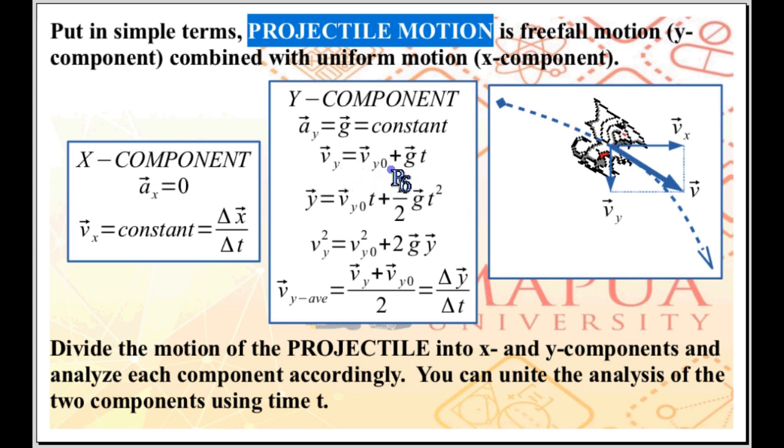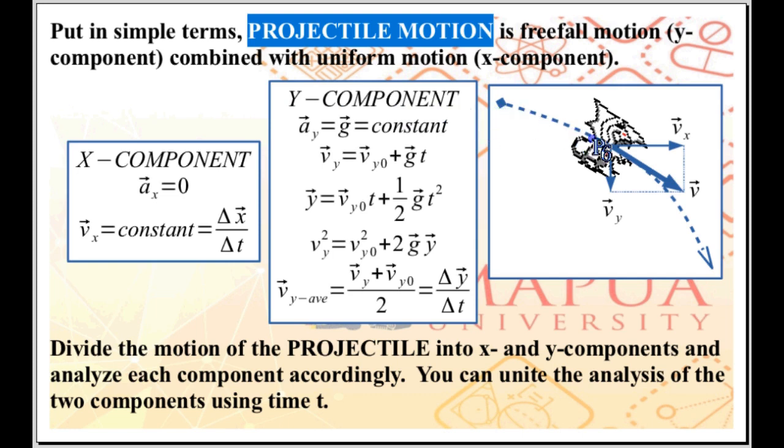So you have 4 equations. Vy is equal to Vy initial plus gt. Y is equal to Vy initial t plus 1 half gt squared. Vy squared is equal to Vy initial squared plus 2gy, and Vy average is equal to Vy plus Vy initial divided by 2, which is also delta y over delta t, or simply y over t. So you have the x component of the projectile motion and the y component of the projectile motion.